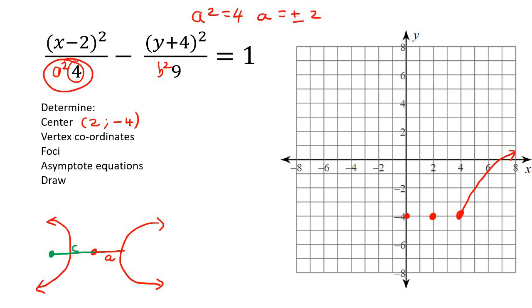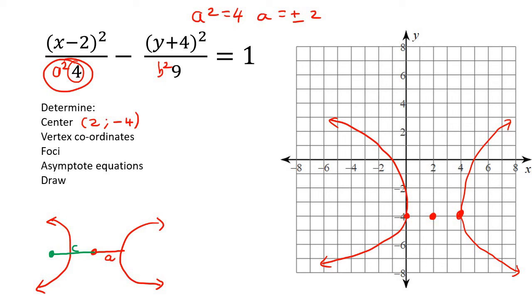So something like that, like that, and like that. Then the focus, or the foci, are going to be somewhere over here and somewhere over here.